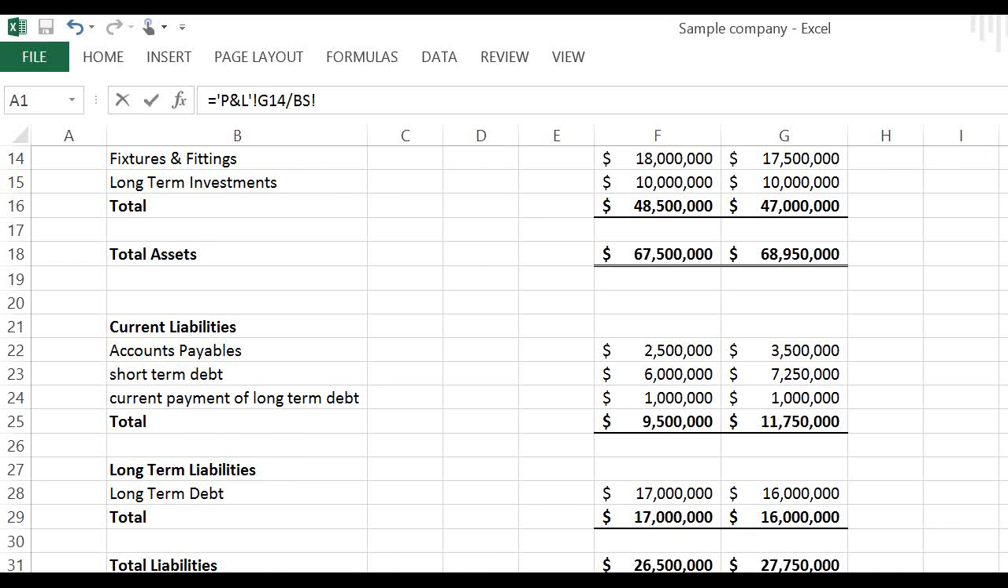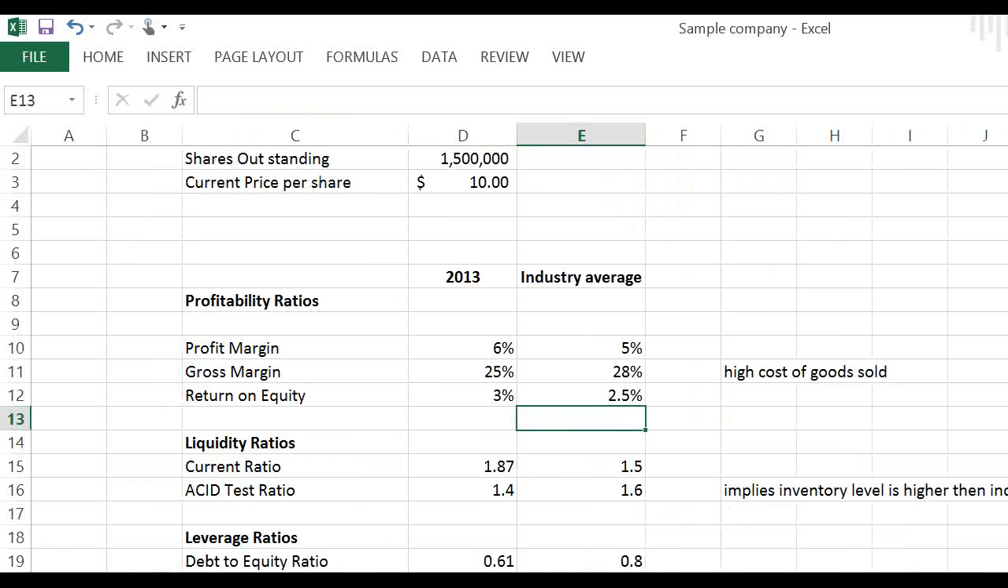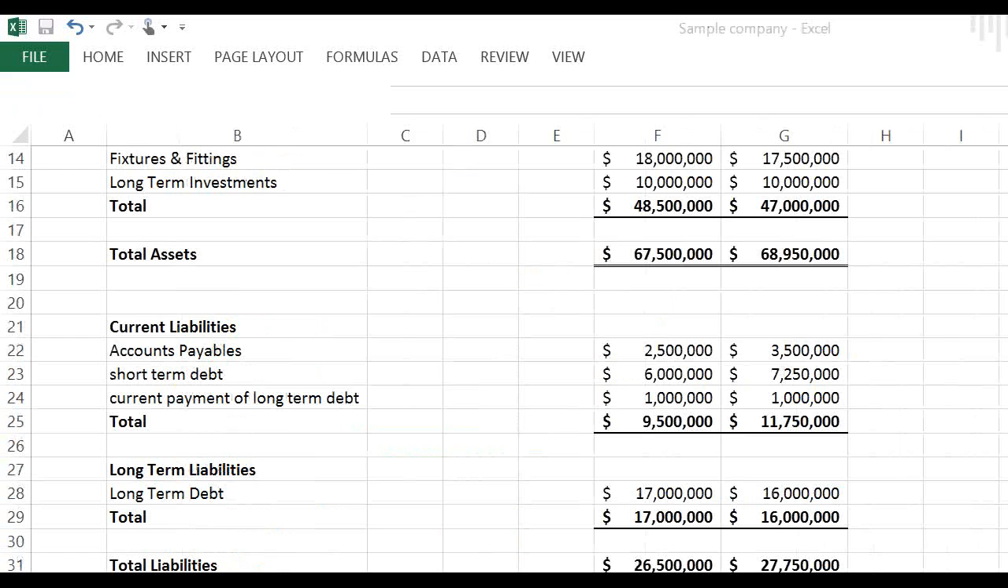We move to the liquidity ratios. For current ratio, we know the formula. It's current assets divided by current liabilities. So we press the equal to button. We go to the balance sheet and we go to current assets, which is over here.